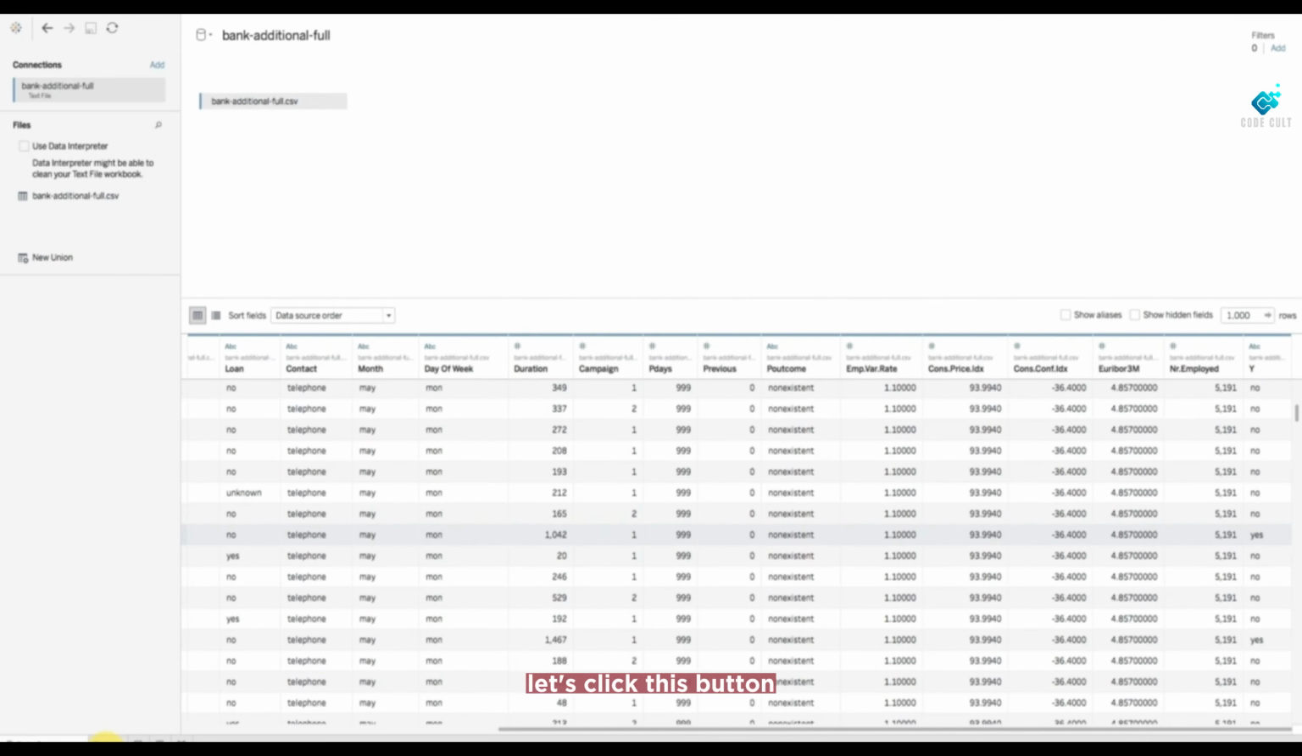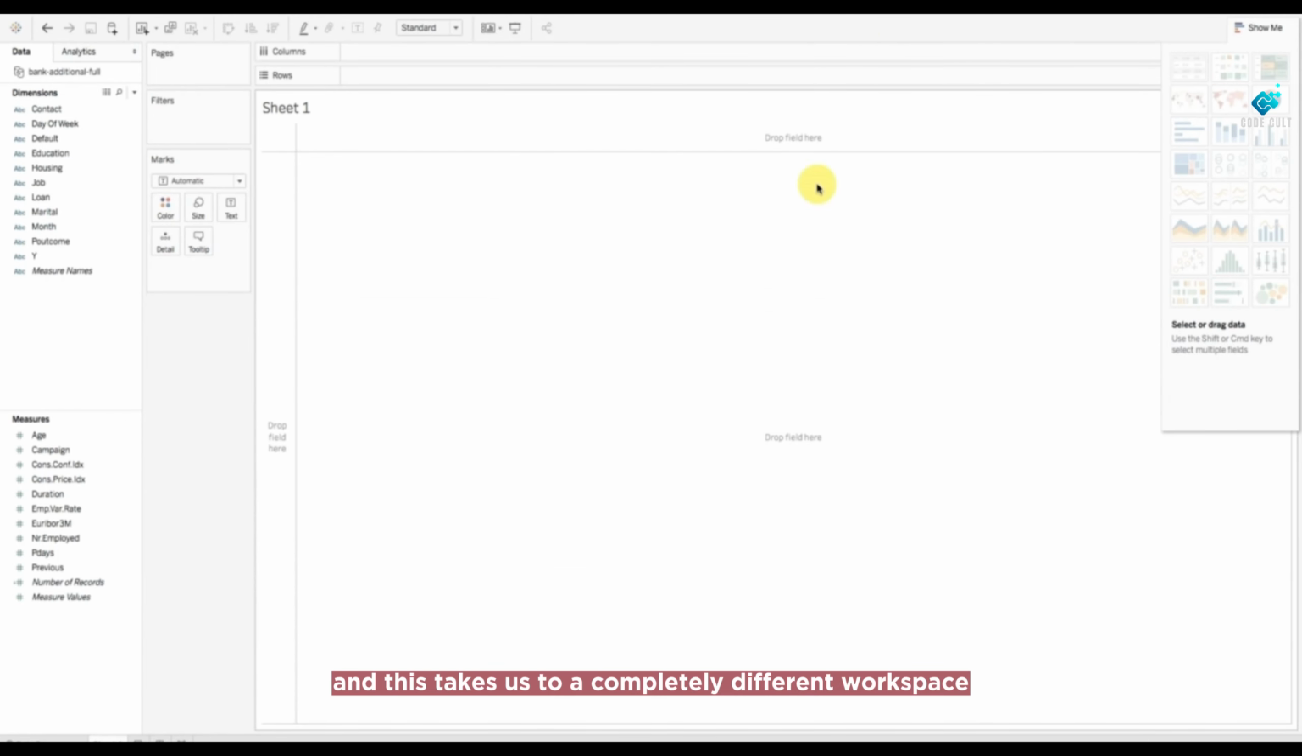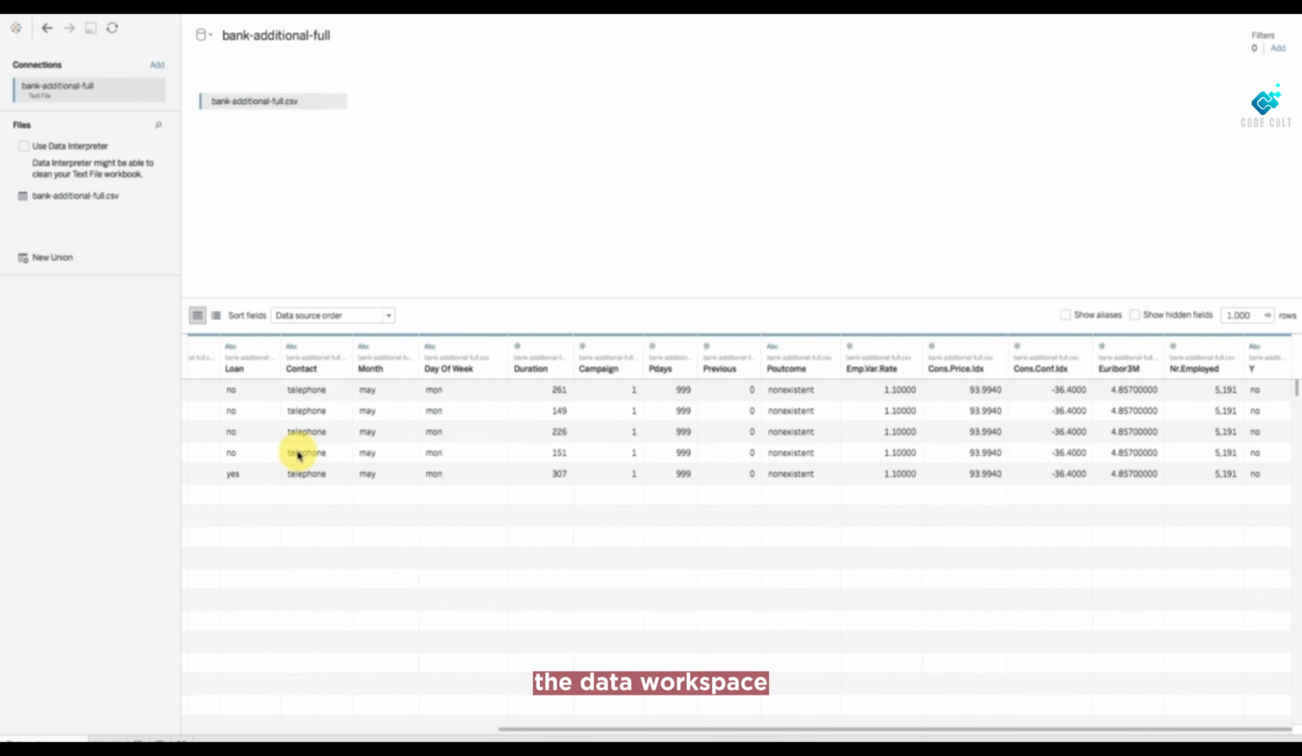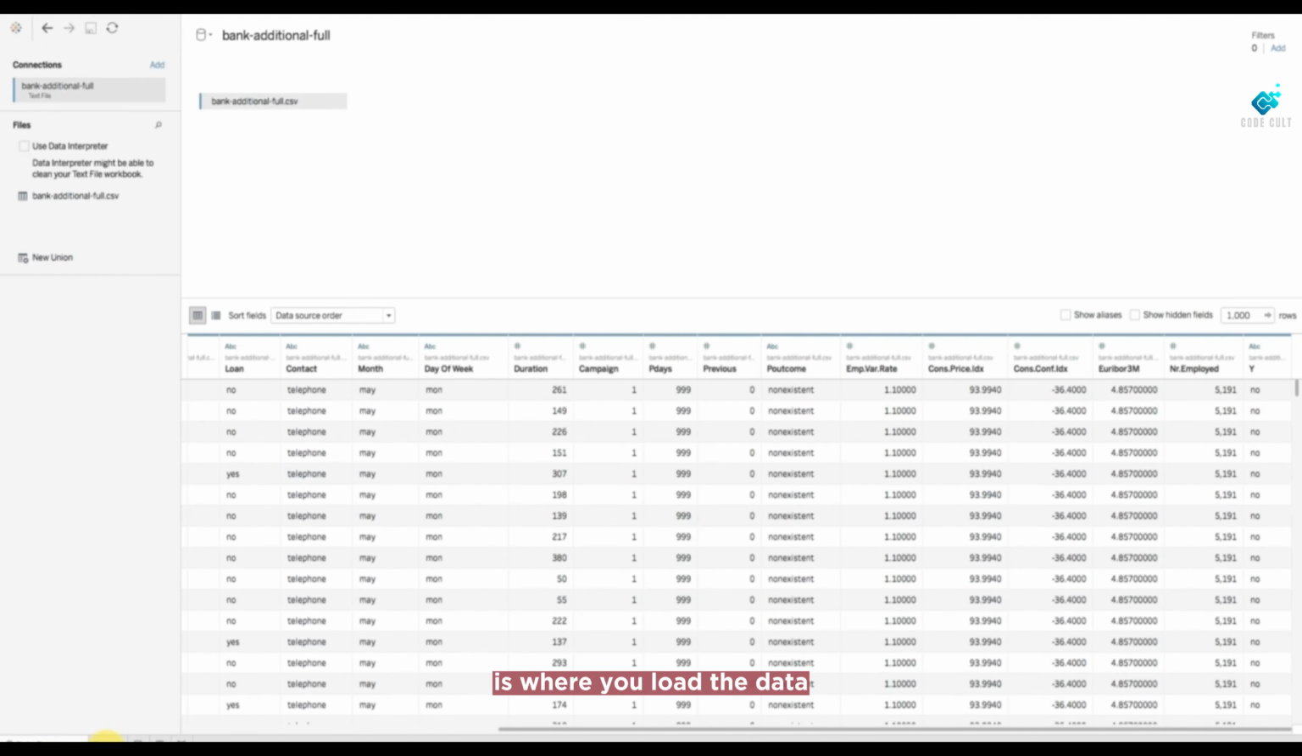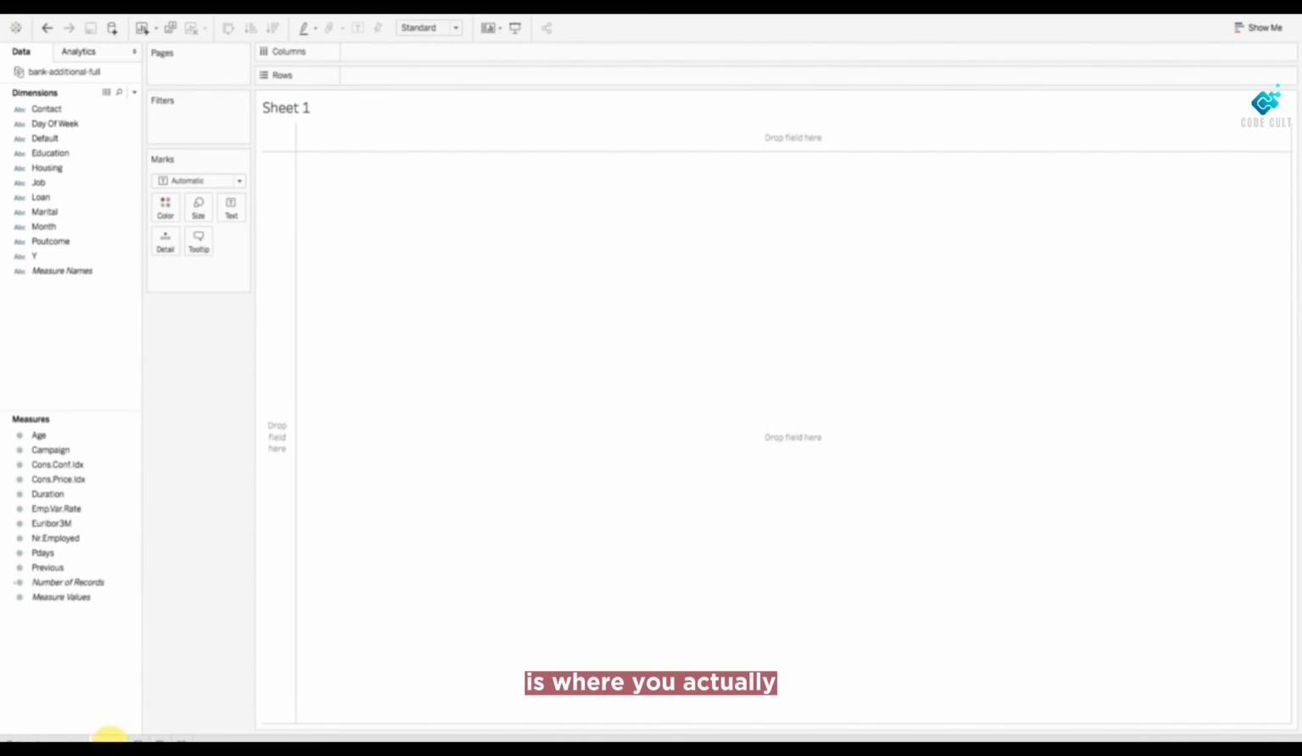Sheet 1 over here. Let's click this button. And this takes us to a completely different workspace. So this workspace, the data workspace, is where you load the data. This workspace is where you actually create the visualization in Tableau. So I know it might be a bit confusing, but don't worry, you'll get used to it. It's very intuitive. It's all drag and drop and very straightforward as well. So without too much preamble, we're just going to start visualizing, and you will get the hang of what we're doing as we move along.